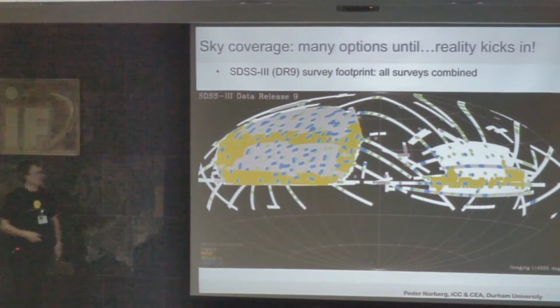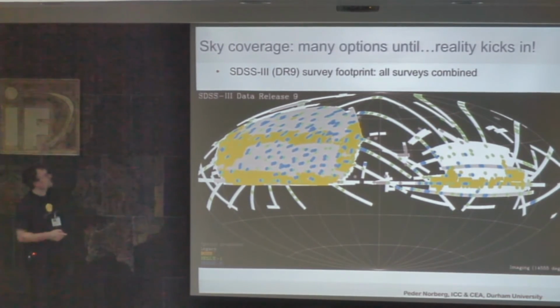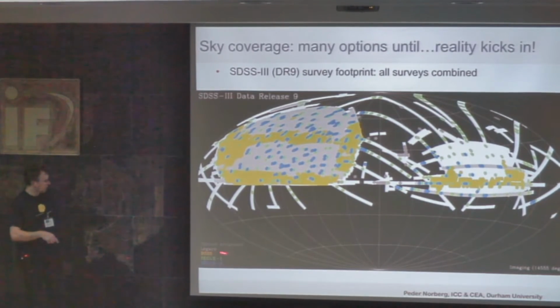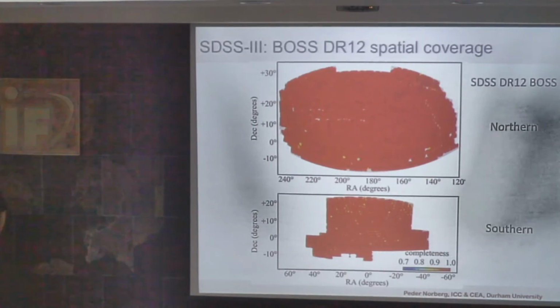I gave a couple of slides here. I thought it was funny just to see the many options on sky coverage until reality kicks in. This is what SDSS-III Data Release 9 looks like with the different surveys. It looks particularly bad because it's a combination of three surveys: Legacy, BOSS, and SEGUE 1 and 2. But it gives you an idea that the survey footprint is not what you would have imagined.